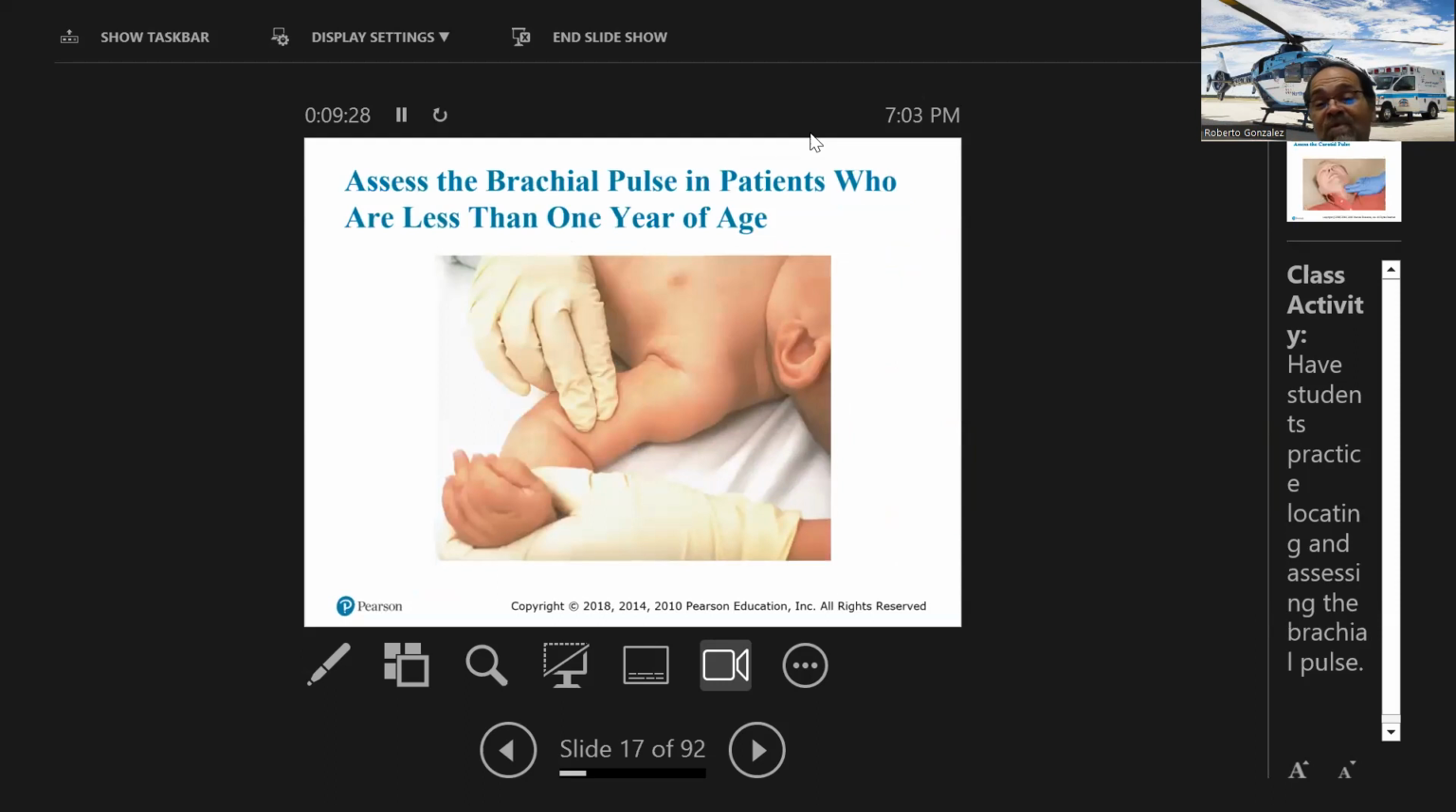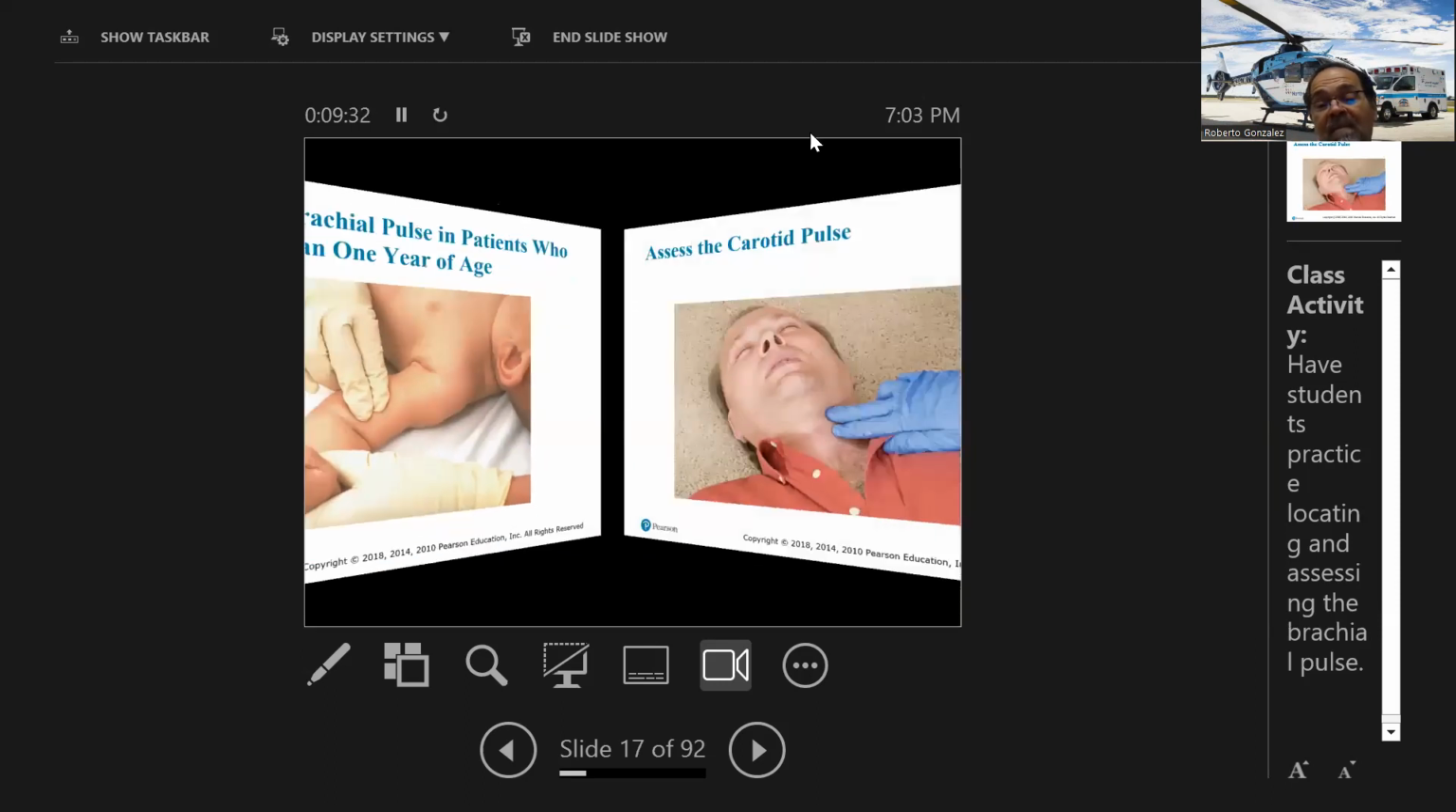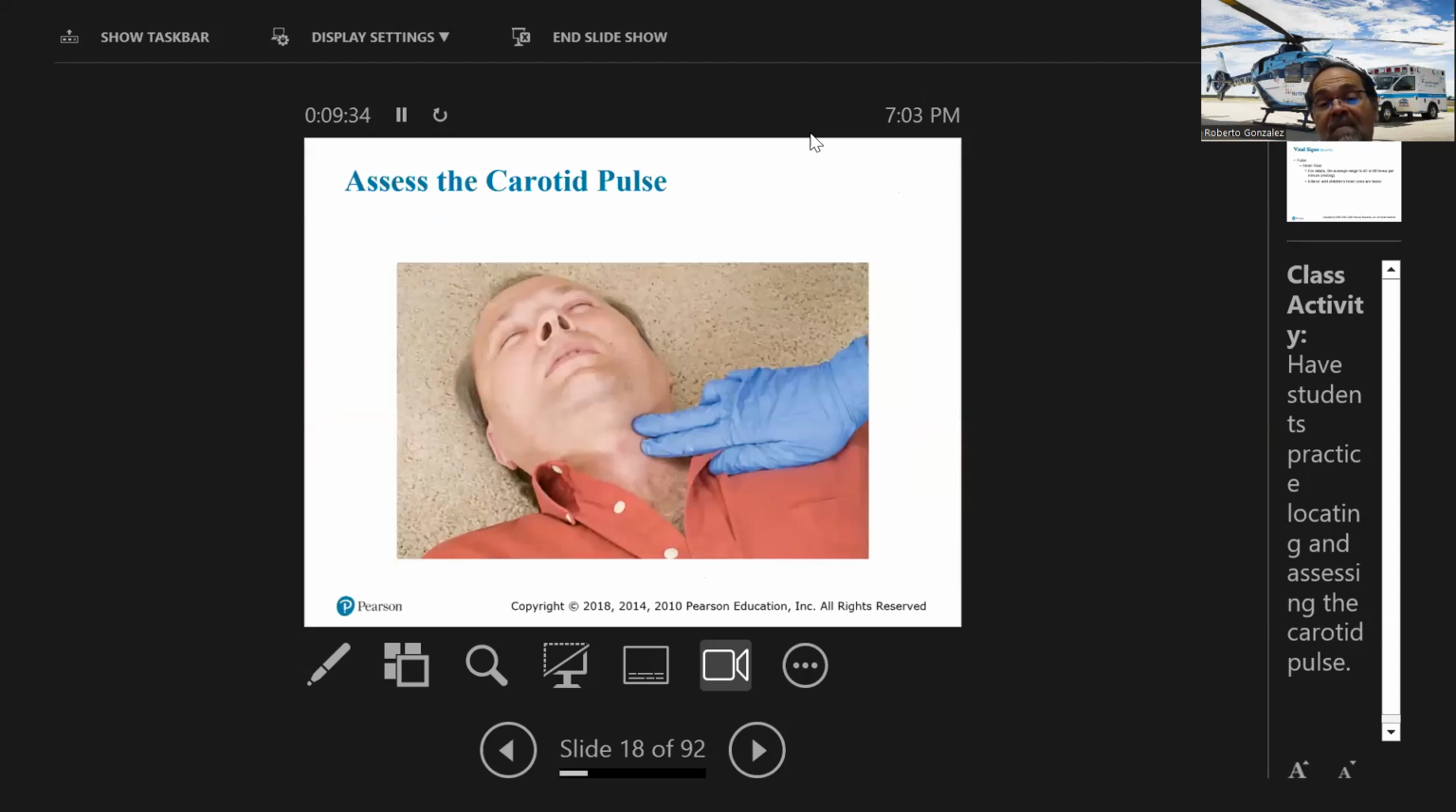On a kid, this is where the brachial pulse is found. Okay, it says a carotid pulse, which is right around the neck.